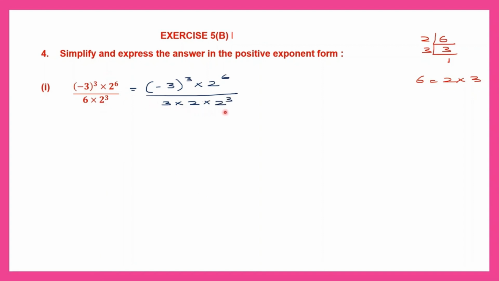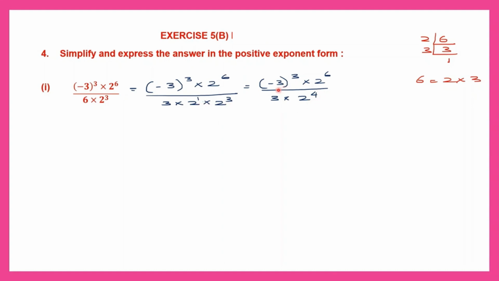So now let's work on the denominator first. Here in the numerator, we have (minus 3) raised to the power of 3 into 2 to the power of 6. And here in the denominator, we have 3 into 2 to the power of 1 plus 2 to the power of 3, which is 2 to the power of 1 plus 3. So that becomes 2 to the power of 4. Remember, when we do multiplication, if the base is the same, you add up the powers. So 2 to the power of 1 plus 3 is 2 to the power of 4.